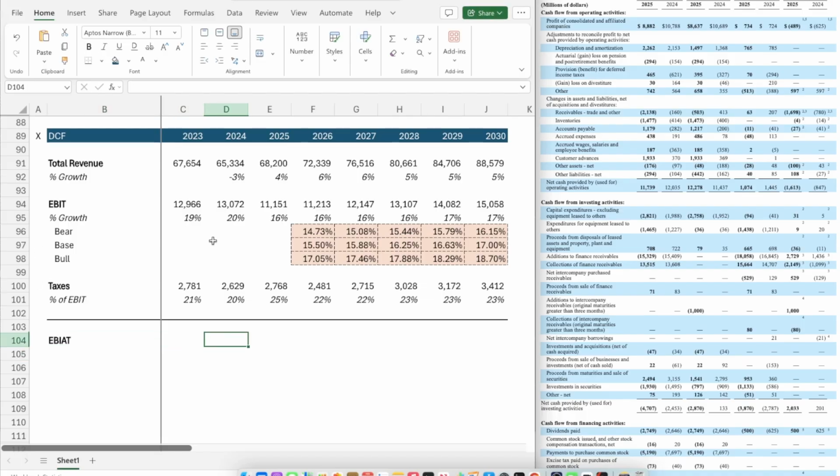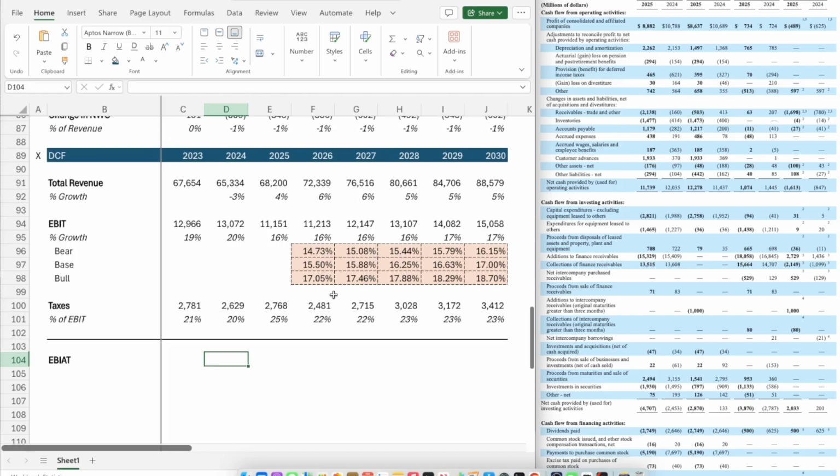Now that we can simulate the different EBIT scenarios, whether the EBIT margin does expand or not, we can simulate the different taxes as well. So this is why this needs to be linked to this, because when we go on the bear case, we need the taxes to adjust. If it's a low EBIT, the taxes are lower.